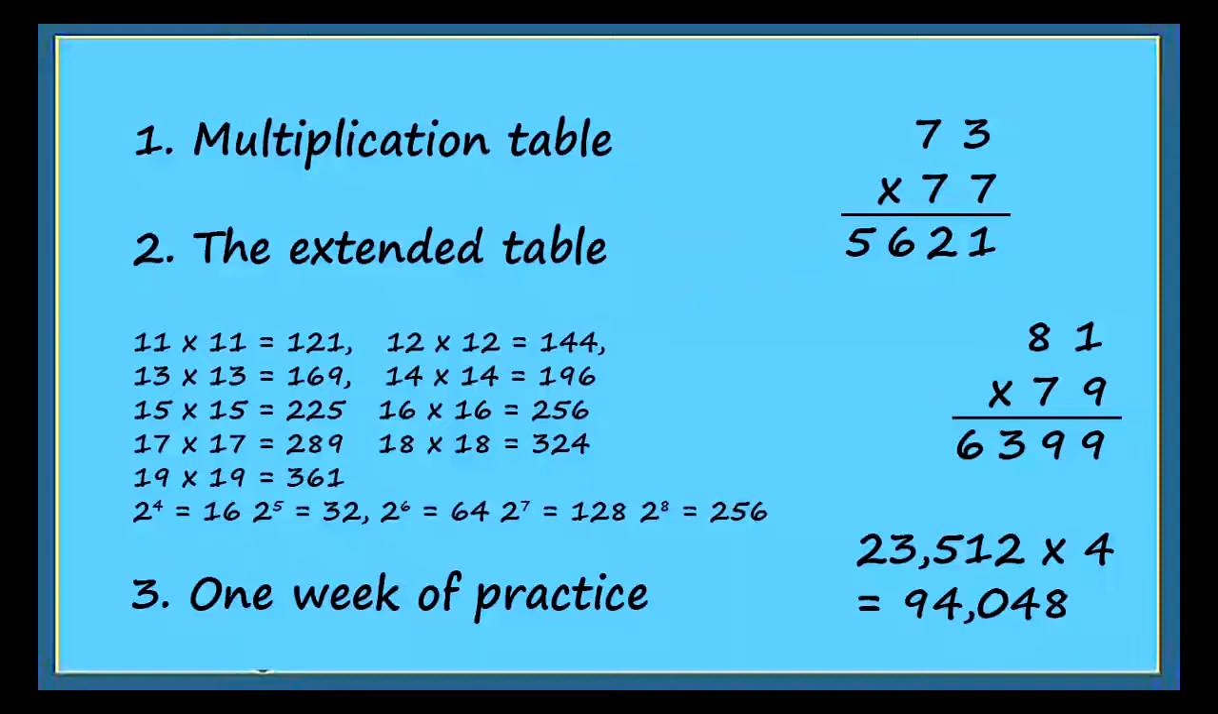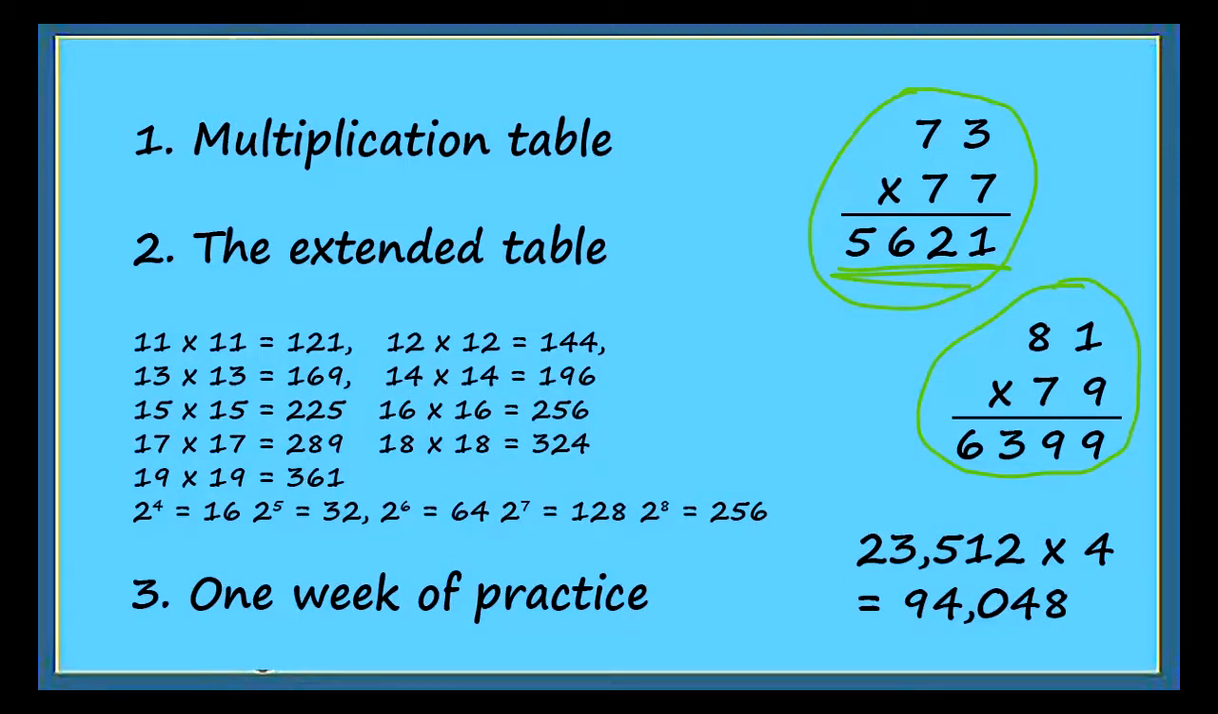A rapid way to do multiplication. You are about to learn how to do the type of multiplication you can do without a calculator or paper and pencil, something like 73 times 77. You get the answer right away. 81 times 79, also you get the answer right away.